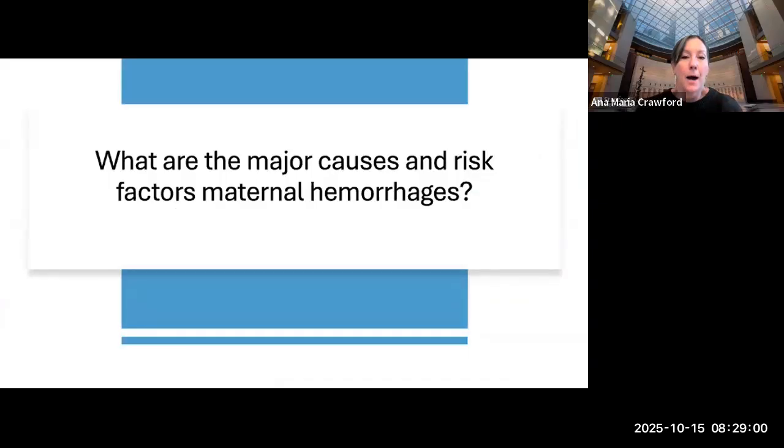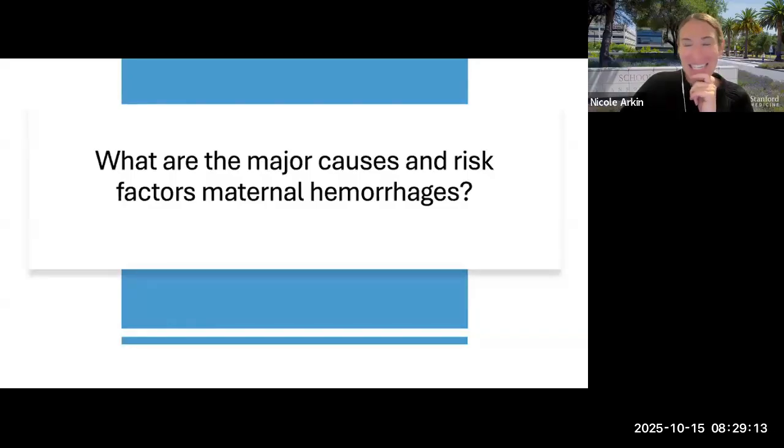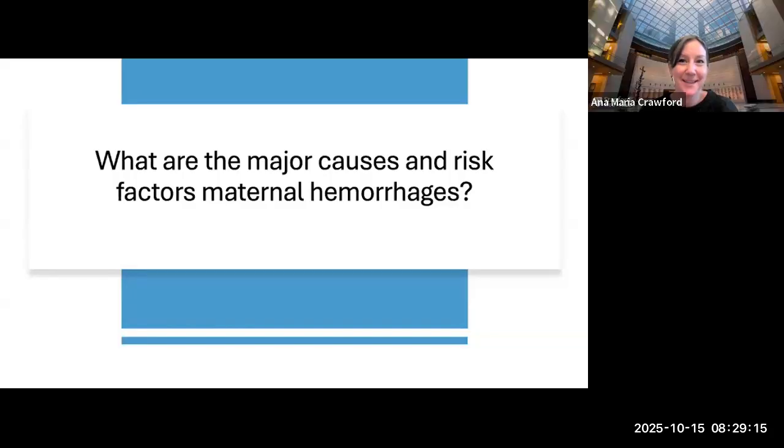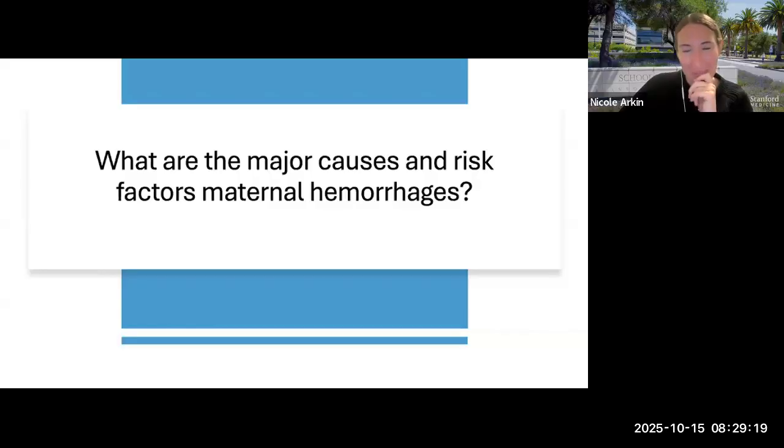So, Dr. Tett and Dr. Arkin, you can help me out on this one. What are the major causes and risk factors for maternal hemorrhages? Do we give folks like 10 seconds to answer? Absolutely, yes. Yep, definitely hypertension, gestational preeclampsia.